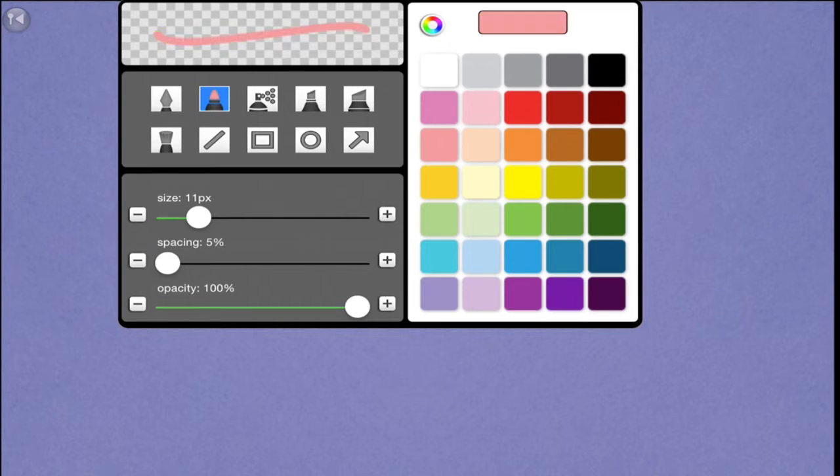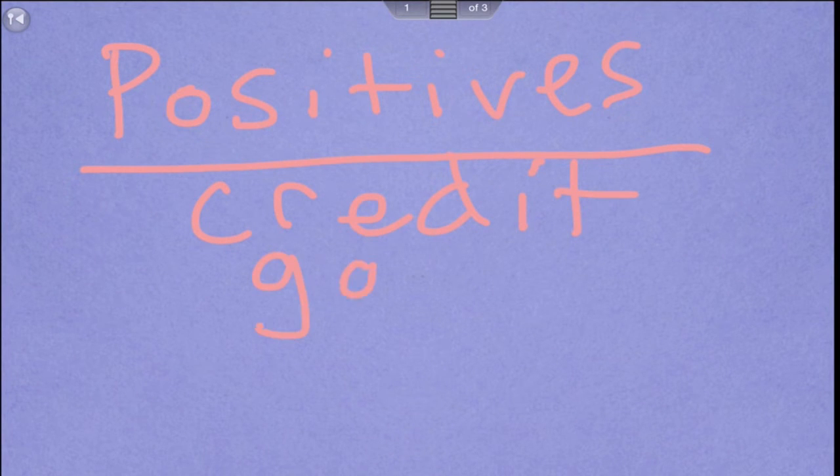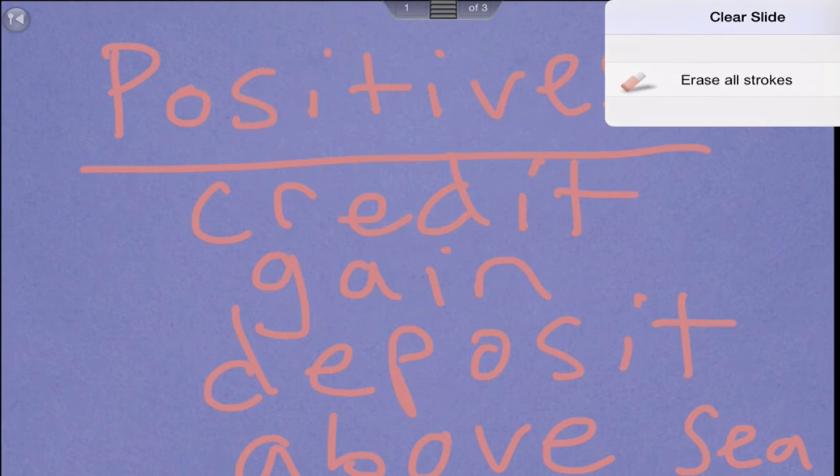Positives then are words like, just get a different marker. So positives are words like credit. So if you have a credit to your account, that means that you're adding money. A gain, so like in football, if you gain 5 yards, that's a positive. Deposit, so that means that you're putting money into your account. If you had a paycheck, you would deposit the paycheck. And finally, something like above sea level. So if you're above sea level, like a mountain, that's a positive.